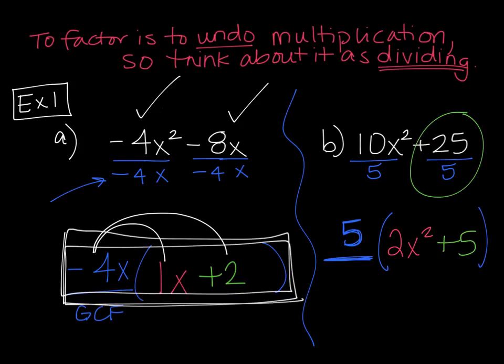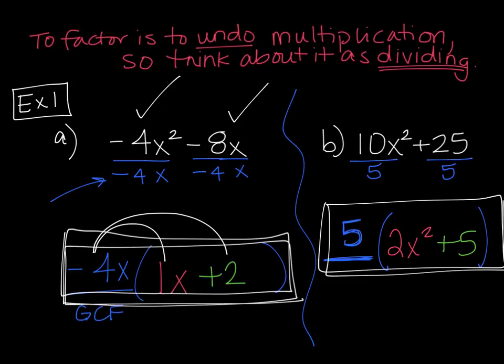And just like with the last example, we always have to go back and check and make sure that it works. We check it by multiplying. Remember, we think this is the problem that would have given us the answer. So if I multiply, 5 times 2x squared, is that 10x squared? Yes, that's right. 5 times 5, positive 25, that's right. So what I have is, in fact, my final answer.